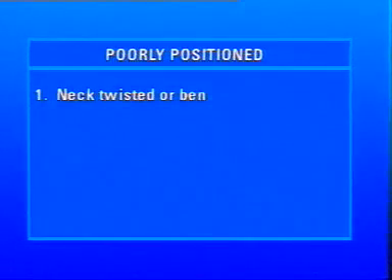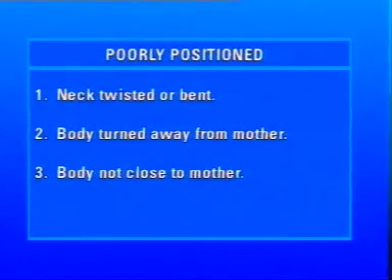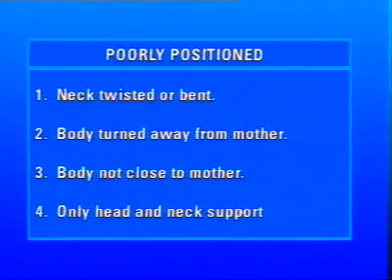The following are signs that an infant is poorly positioned and that it may be difficult for him to attach well and breastfeed effectively. If the infant's neck is twisted or bent forward. If the infant's body is turned away from his mother. If the infant's body is not close to his mother. If only the infant's head and neck are supported. If any of these signs are present, the infant's position may need to be improved.